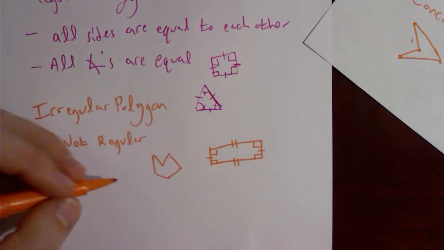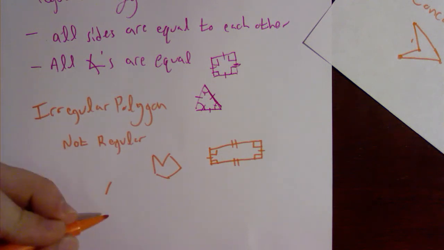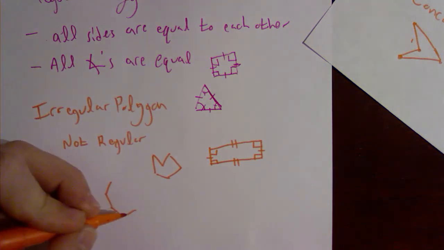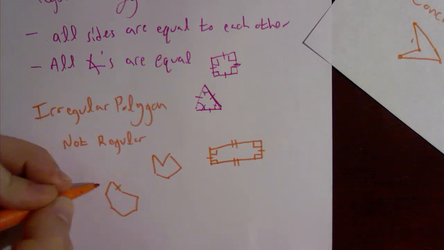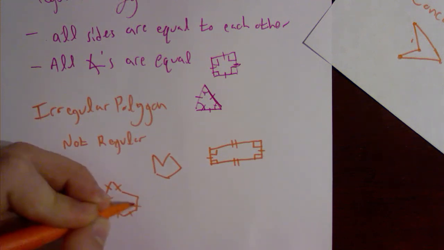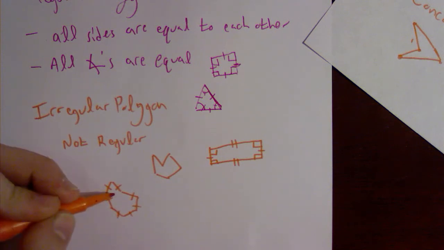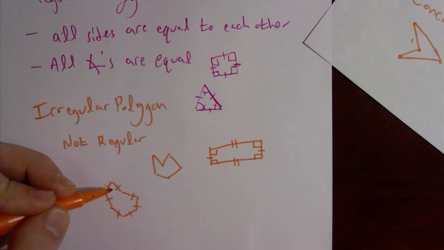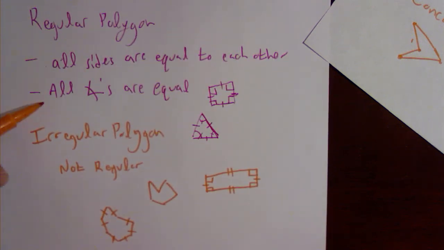Similarly, I could come up with something maybe like this, where I have a bunch of sides going this way, and if I tell you that all these sides are equal, you might be tempted to say, oh, this is a regular polygon. But these angles are definitely not all equal to each other on the inside. So that means that it is irregular because all angles must be equal.